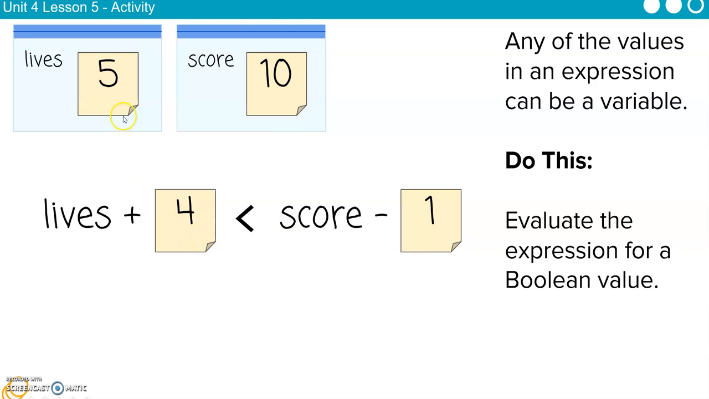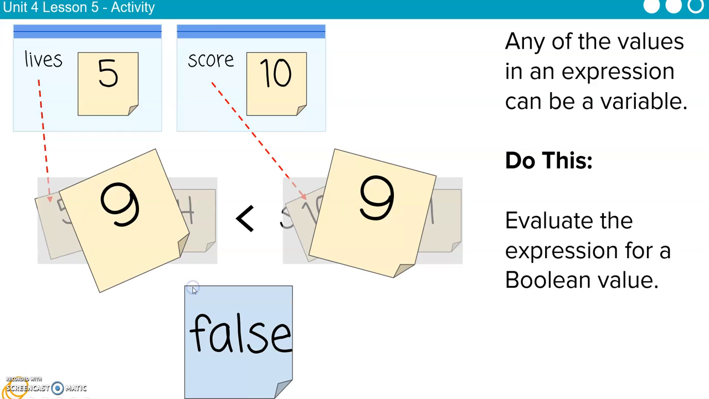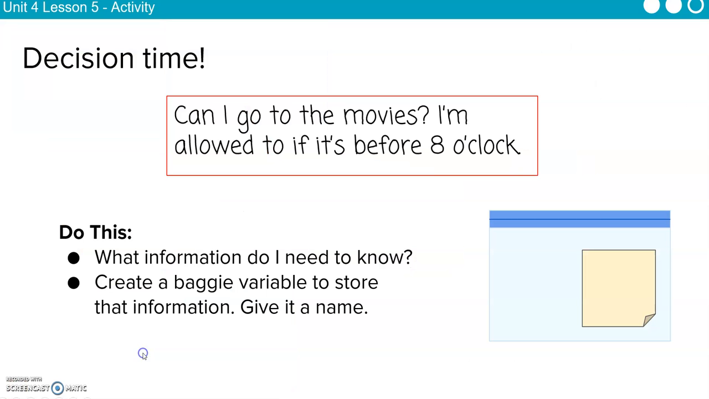You could put some more realistic expressions here. We've got lives plus 4 is less than score minus 1. I don't know why we're doing this, but that's what we've got. Again, we would just put the values in. So this here is 5, just like we did before, and this would be 9. Then 9 is less than 9. That actually is false, so be a little careful there. Those both evaluated to 9, so that's false. If we did less than or equal to, that would be true, but because we said less than, it is false. It's going to evaluate to a true or false value.